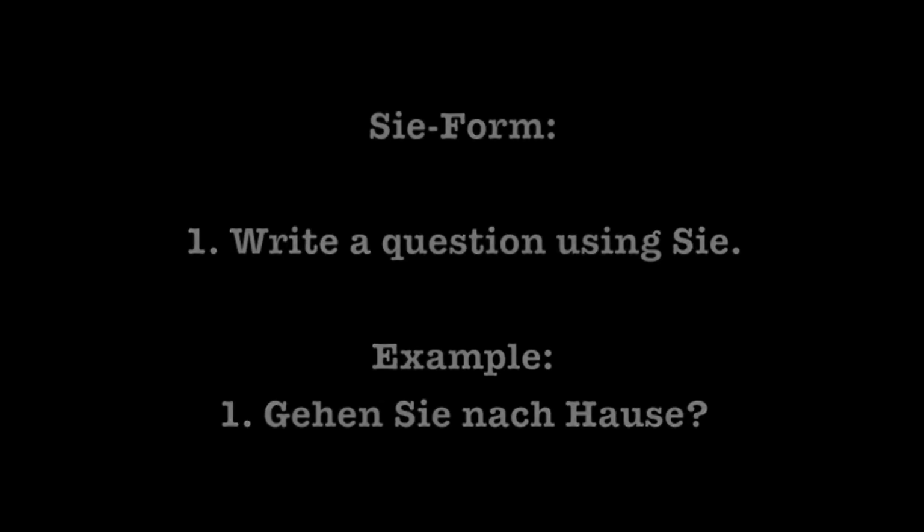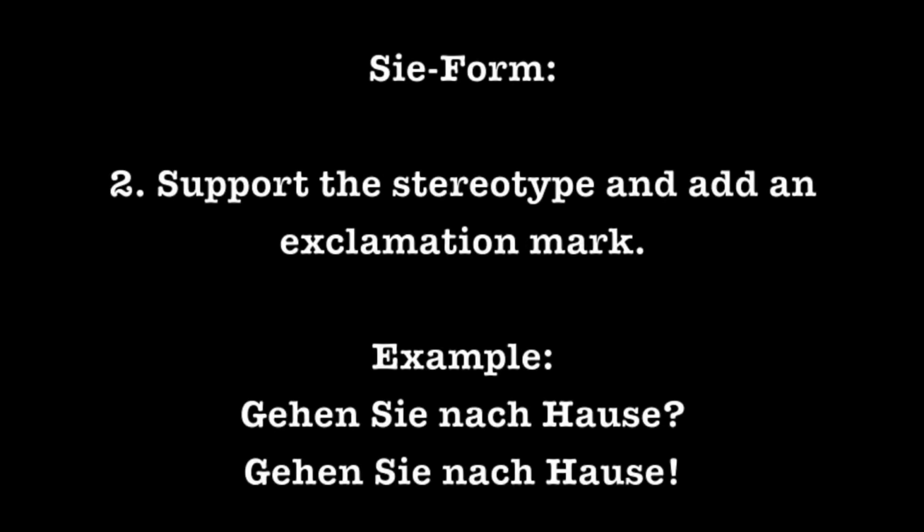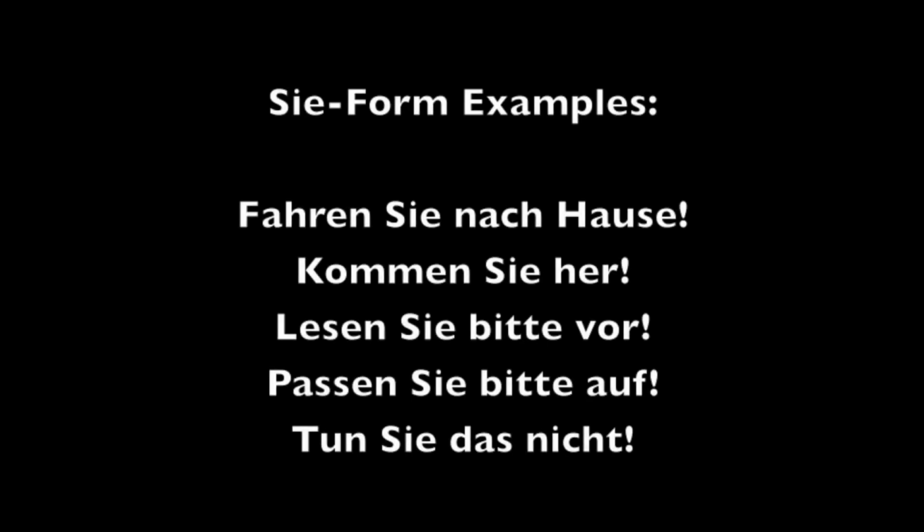Are you going home? The second step in the Sie form is the same as it was for the other forms, which is to add an exclamation mark, so it would become Gehen Sie nach Hause! rather than Gehen Sie nach Hause? The only difference is the punctuation. Some examples of the Sie form would be Fahren Sie nach Hause, drive home. Kommen Sie her, come here. Lesen Sie bitte vor, read aloud please. Passen Sie bitte auf, pay attention please. Tun Sie das nicht, don't do that.